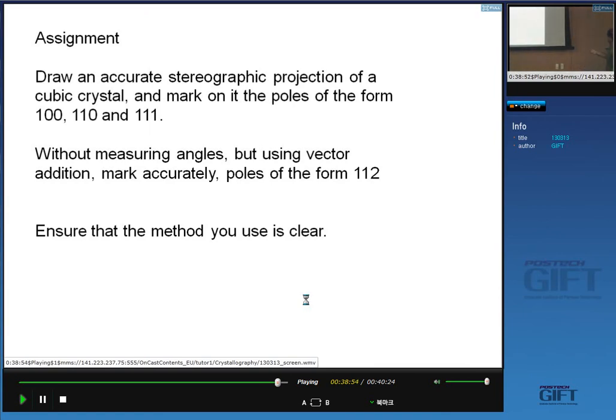Draw an accurate stereogram. That means you need to get the angles between the poles that you plot for a cubic stereogram correct, okay? So you draw a circle to the same dimensions as a Wulff net, right? So you can download a Wulff net from the web somewhere. Plenty of Wulff nets available. And plot the 100 poles, then plot the 110 poles, and then the 111 poles on it. All the poles of that form. So you already have a cubic stereogram in your lecture notes, so it should be easy to do, but just go through the exercise of plotting. And then, without measuring any angles, plot all the poles of the form 112. Okay? Straightforward.